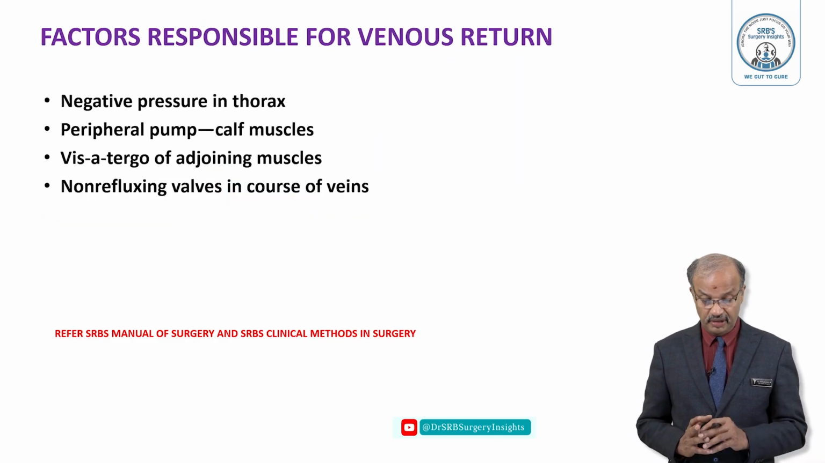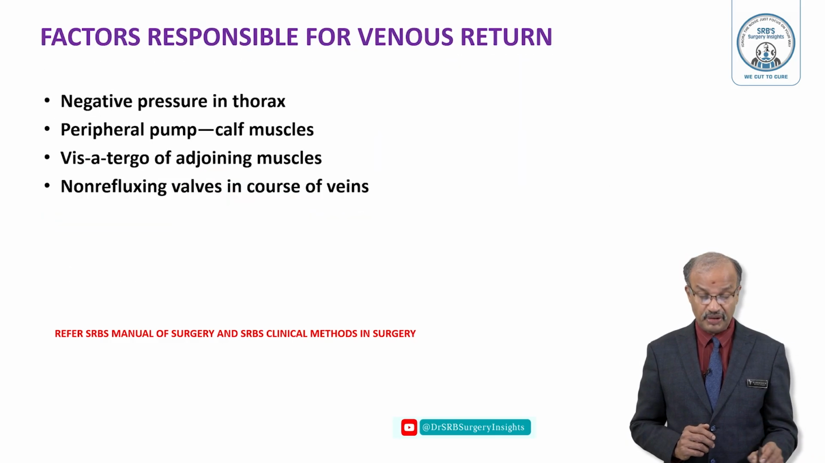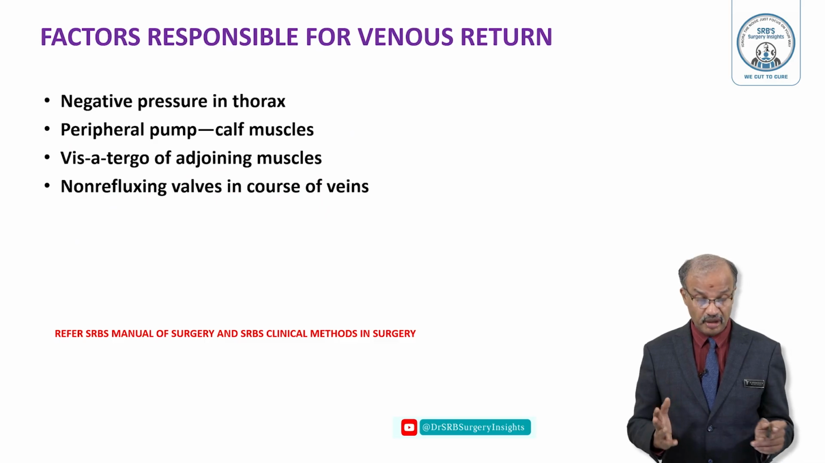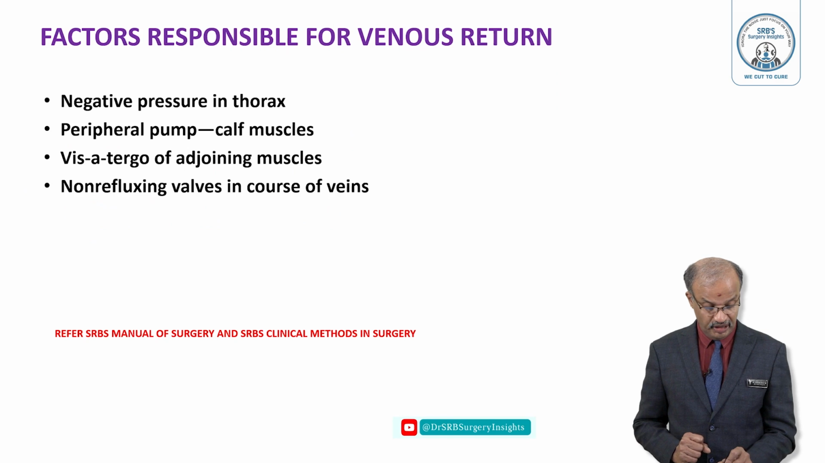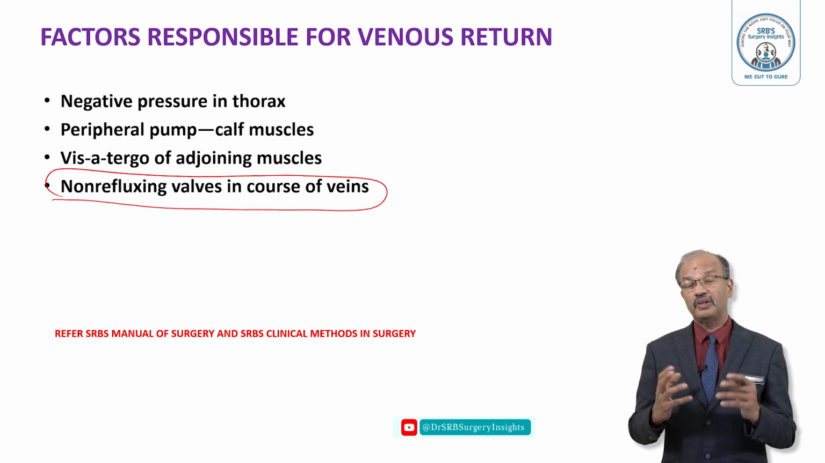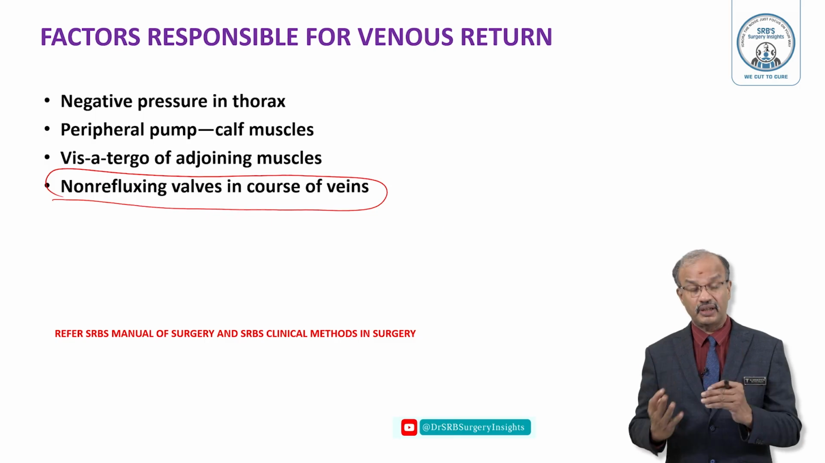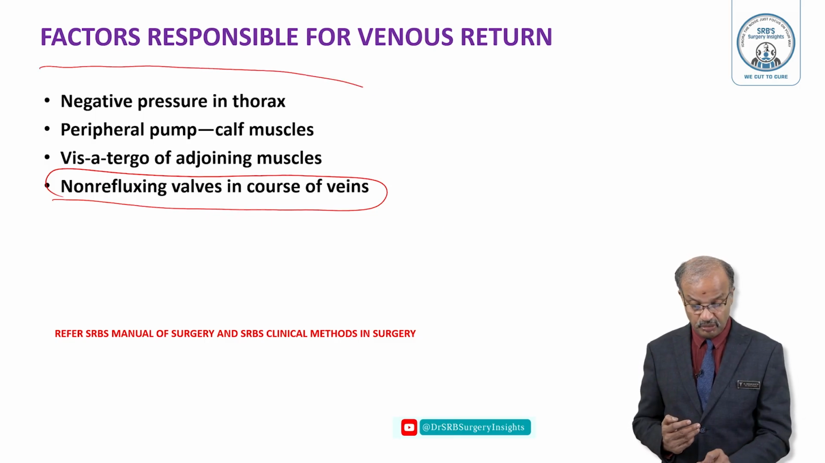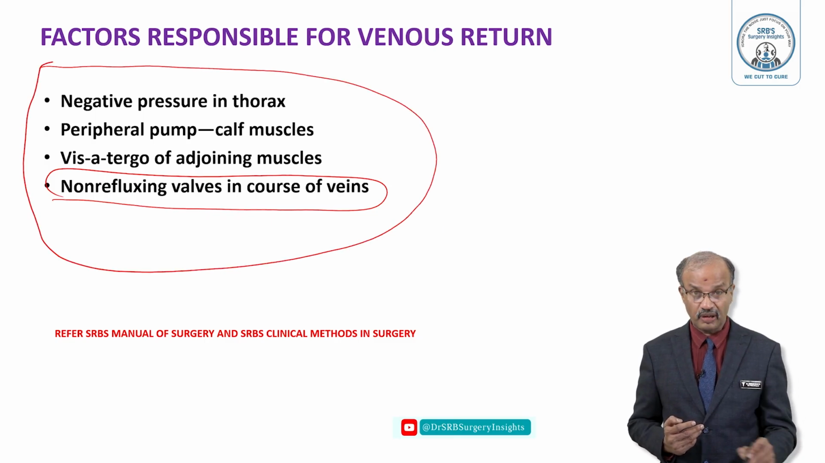So all these factors are important for venous return: negative pressure in the thorax, peripheral pump. I already told you what the peripheral heart is, with the exact picture. Viscera, adjoining muscles and walls. These are the most important things. Non-reflecting walls push up the blood from the periphery to the heart. So these are the factors responsible for venous return, which you have to remember always.